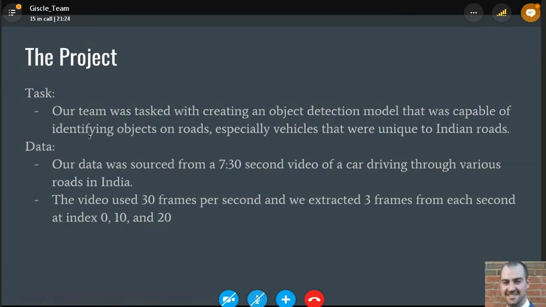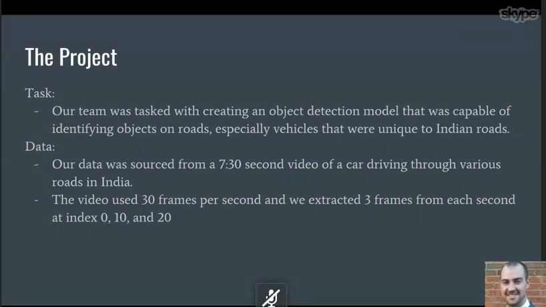So here's our project, our task. We were tasked with creating an object detection model that was capable of identifying objects on roads, and especially vehicles that were unique to Indian roads. Our data we sourced from a 7-minute and 30-second video of a car driving through various roads in India. The video was 30 frames per second. We extracted 3 frames from each second at index 0, 10, and 20.